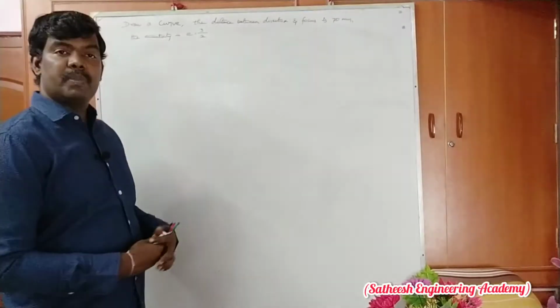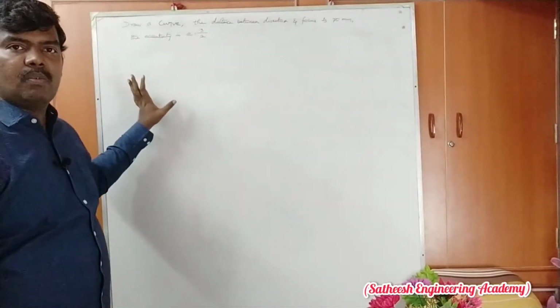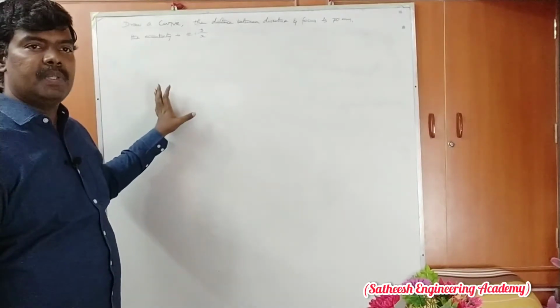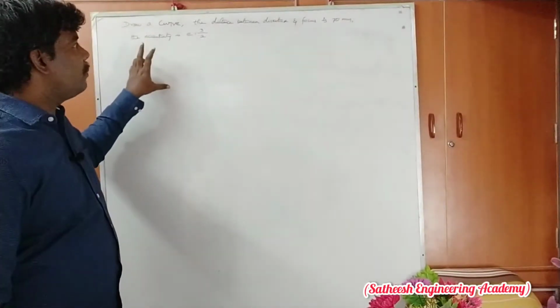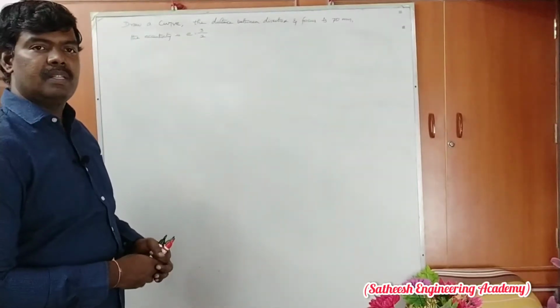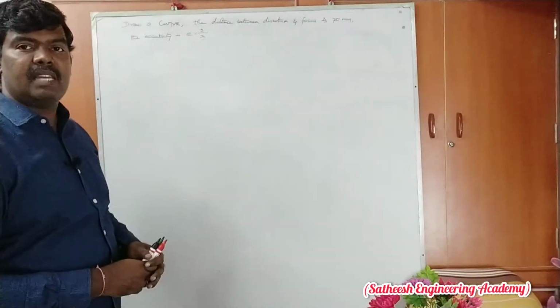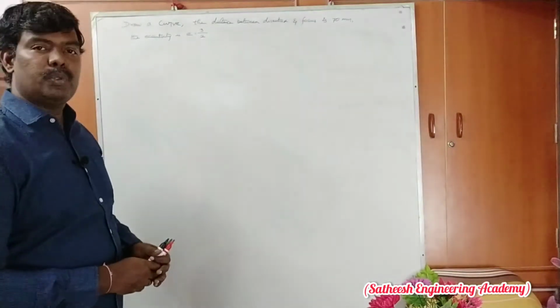So in this problem, let's go through the problem. Draw a curve. They did not mention which curve you want to draw. Okay. So draw a curve. The distance between directrix and focus is 70 mm. The eccentricity, that is the E value, is equal to 3 by 2.